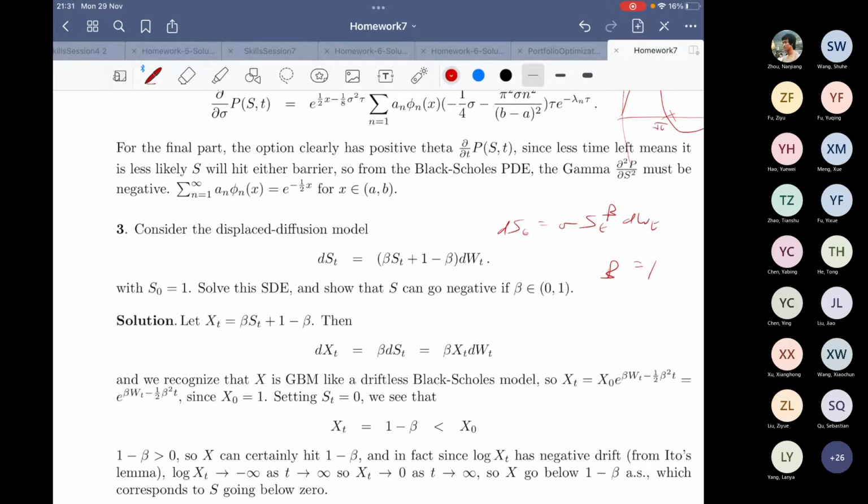So the first bit we've seen already, we let xt just equal to the thing that's in front of the dwt. Then from Ito's lemma, which is fairly easy here because this is just a linear function of st. There's no second derivative with respect to s, and there's no derivative with respect to t. So if you want to be pedantic about it, we can consider f of s equals beta s plus 1 minus s. So f dash of s, the usual Ito lemma taking derivatives, is beta.